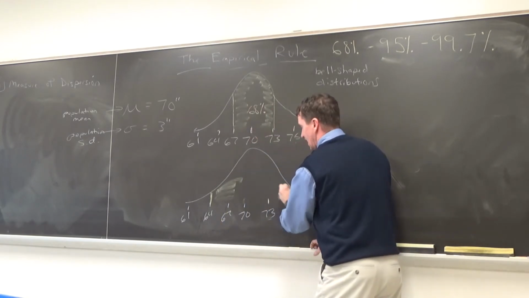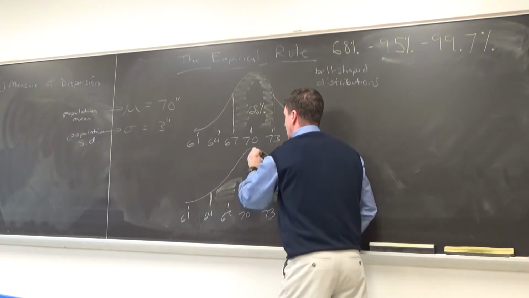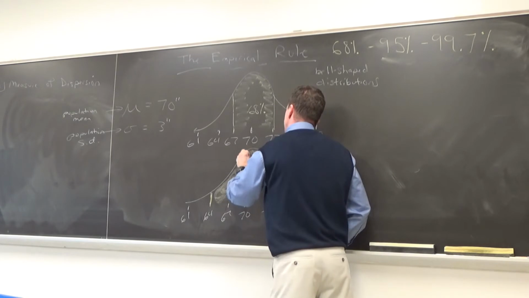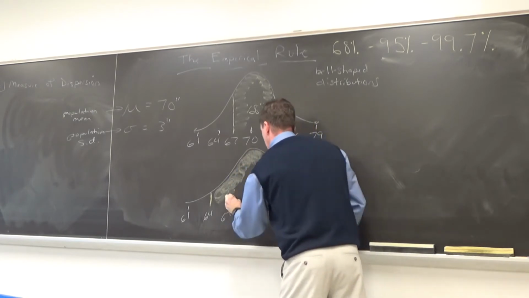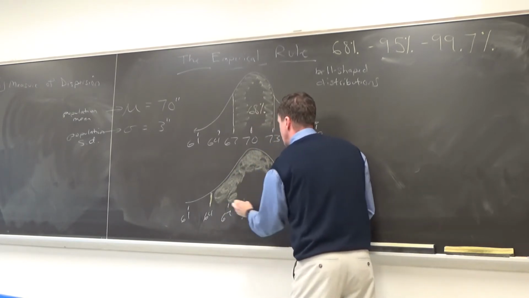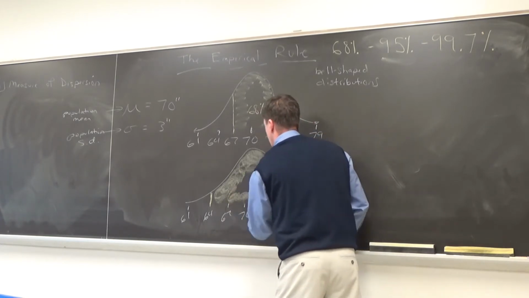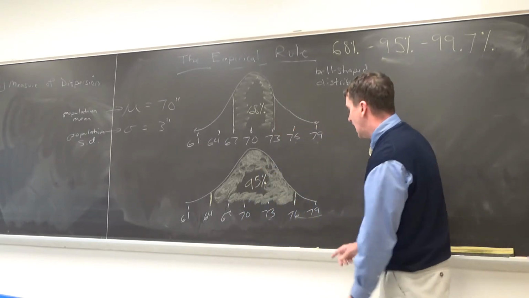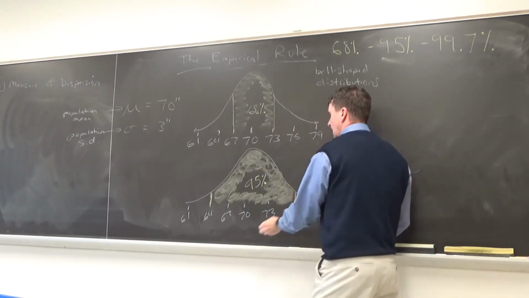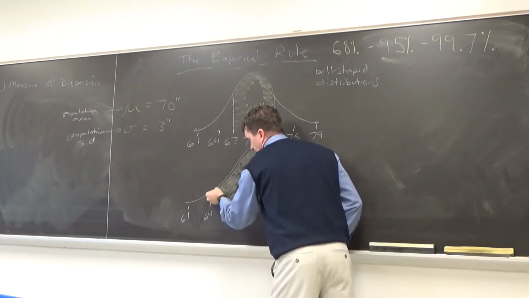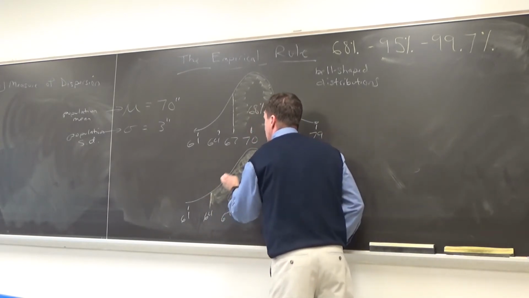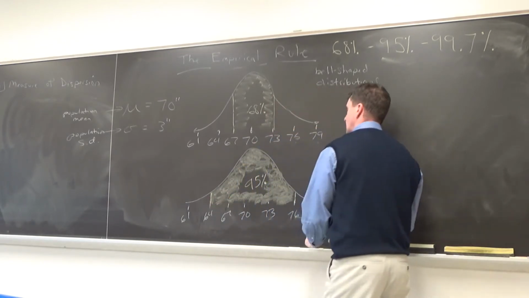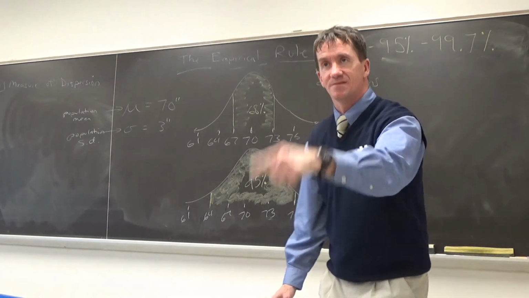I'm shading a lot here. Man, this is almost the entire bell, isn't it? So guess what percent of data, approximately, is within 2 standard deviations of the mean? 95%. 95% of data, approximately 95% of data in any bell-shaped distribution is within 2 standard deviations of the mean.